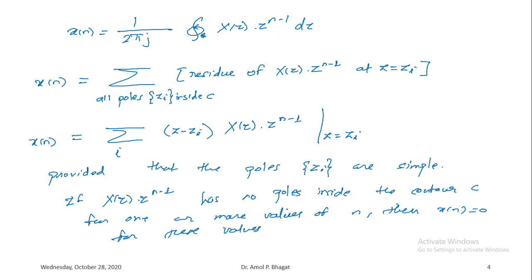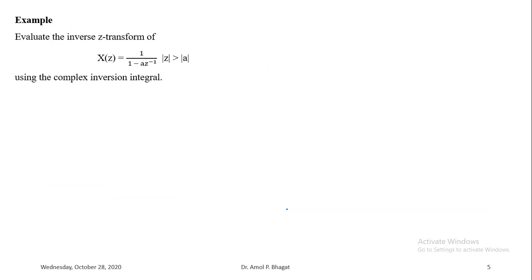So we'll try to evaluate or identify the inverse Z transform by using this contour integral method. So let's solve one example here. In this problem, we have to evaluate the inverse Z transform. That means we have to identify x of n from the given x of z. X of z is given as 1 upon 1 minus a z inverse for mod z greater than a. So this is nothing but the ROC, mod z greater than mod a.